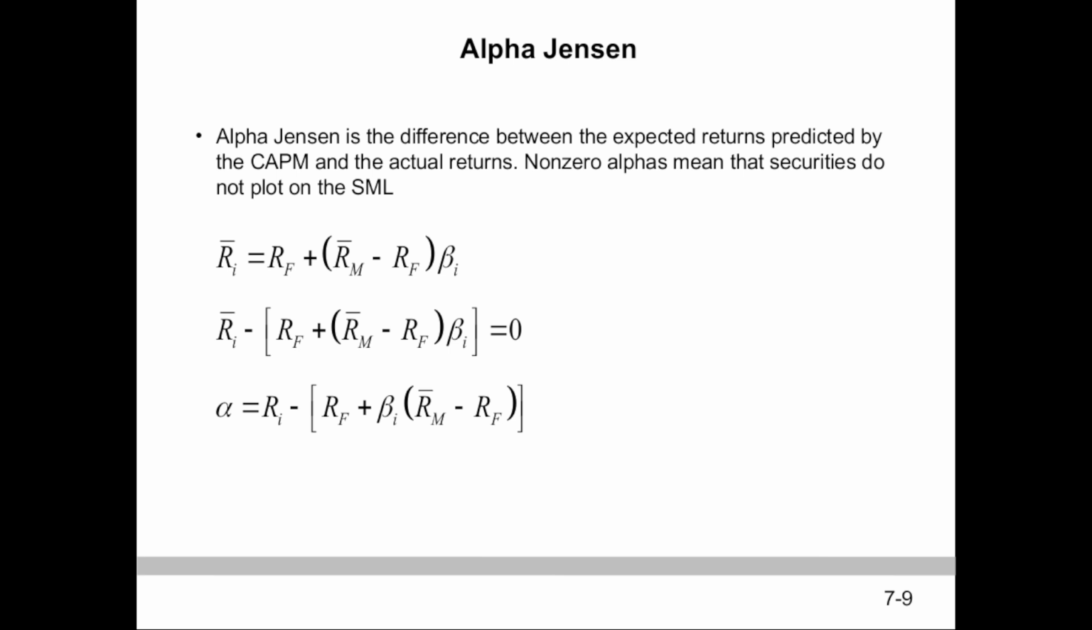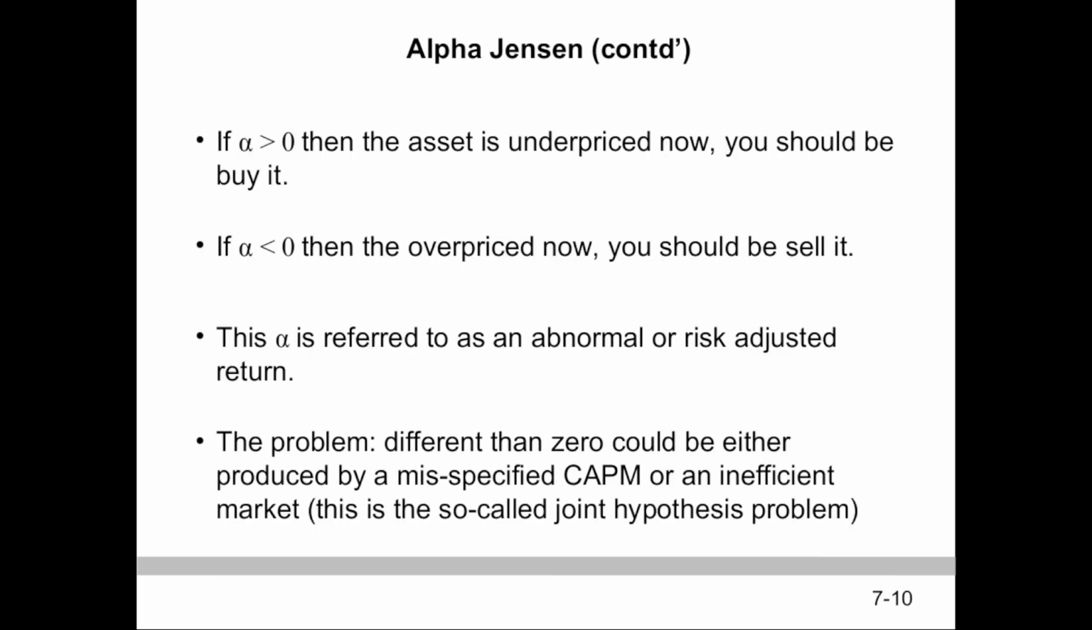The formula below shows you how to calculate the Alpha Jensen. If alpha is positive, then the asset is underpriced and you should buy it. If alpha is negative, then the asset is overpriced and you should sell it. This alpha is referred to as an abnormal or risk-adjusted return.